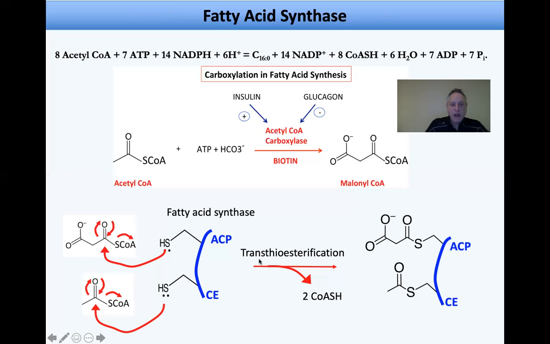So we do a trans-thioesterification. And so now the acyl carrying protein and condensing enzyme are carrying the 2 carbons from acetyl-CoA as well as the 3 carbons from malonyl-CoA.